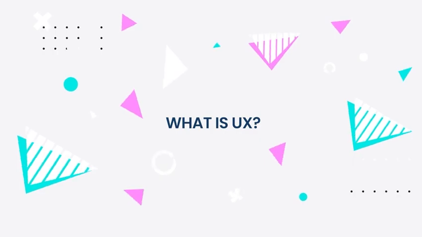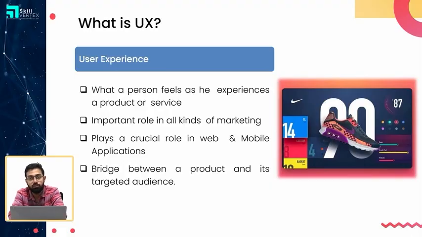What is UX? UX is an umbrella term about the user experience. User interface, I would say, is more around the visual aspect, but user experience is around the functional aspect. If you click on this button, it takes you to this particular screen, and stuff like that. And UI is about what is presented on that screen, and in what way. The definition: what a person feels as he experiences a product or service, and it plays a crucial role as a bridge between a product and its targeted audience.